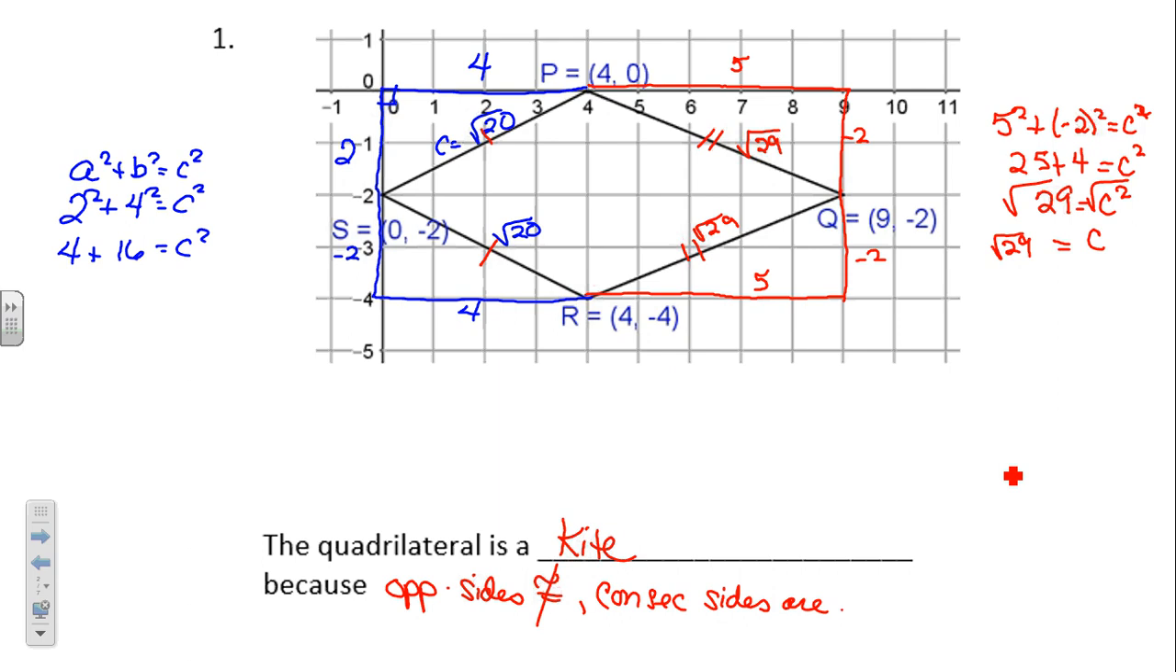Okay? We want to make sure that you know slope and distance formula and those things so that you can be ready for Algebra 2. All right, questions on this one? Let's do another one together.